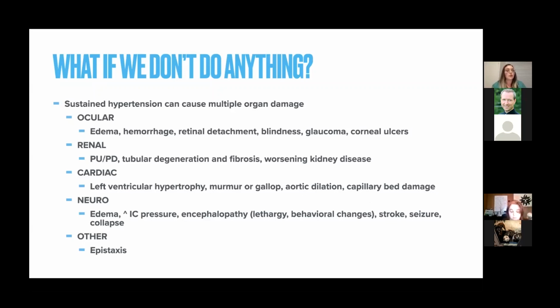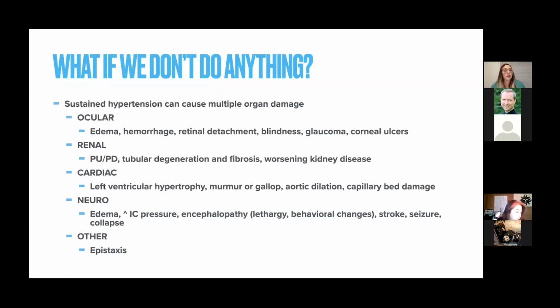We're going to have renal damage, right? So they're already PUPD, that can worsen. We're going to have tubular degeneration and fibrosis, and obviously worsening of our kidney disease. In regards to the heart, with the cardiac system, we're going to have some ventricular hypertrophy. They might develop a murmur or a gallop, aortic dilation, capillary bed damage. They can have some remodeling of the heart.